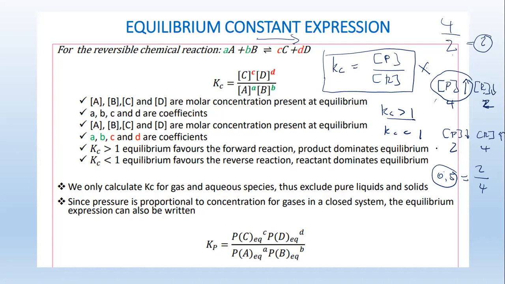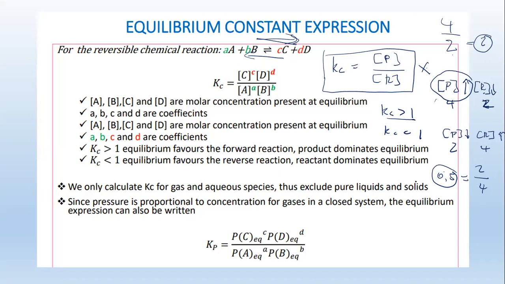Now, why is this the case, whereby the Kc is less than 1? Remember, when Kc is less than 1, equilibrium favors the reverse reaction. Again, let's go to this reaction. This is the forward reaction, and this is the reverse reaction. The reverse reaction is the formation of the reactants, right? And the reverse reaction is directed to the left.